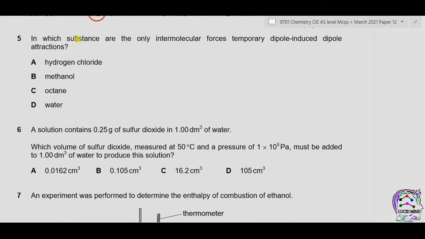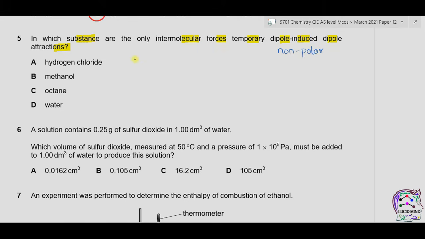Question 5. In which substance are the only intermolecular forces temporary dipole-induced dipole attractions? Now you should remember that temporary dipole-induced dipole attractions are present only in non-polar molecules or compounds.